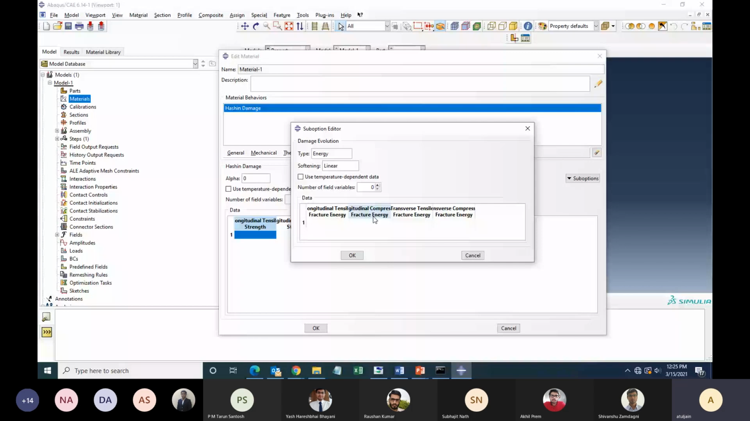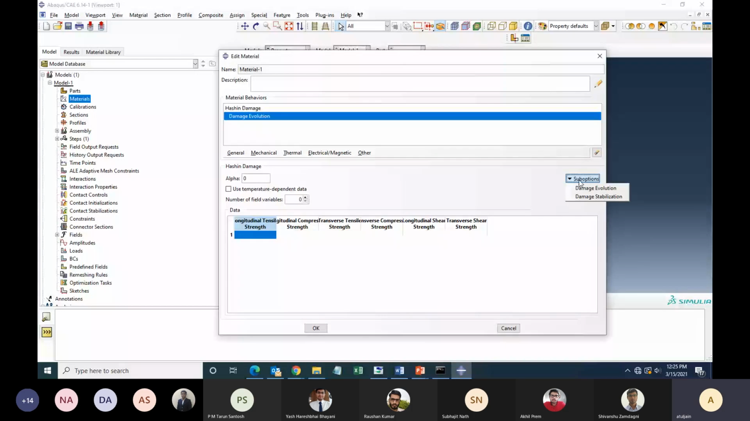Okay. If I say okay, now there is another. If I click on sub options, there is another possible damage evolution below that.